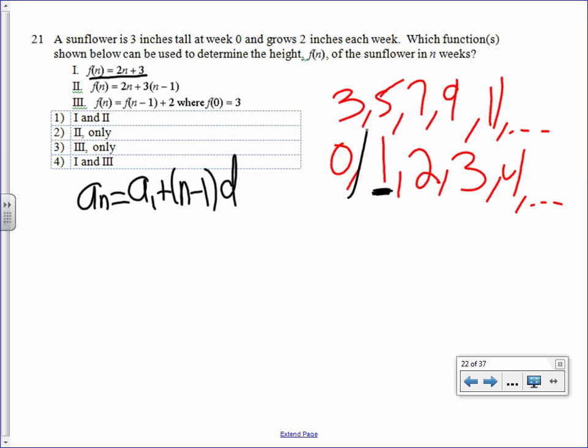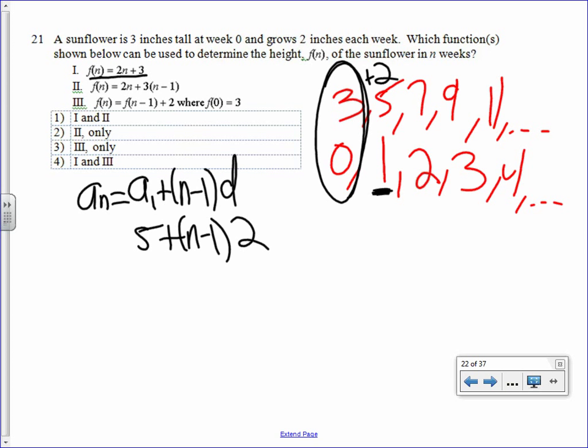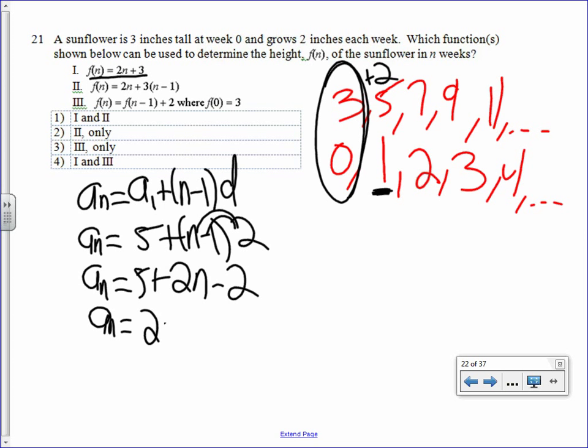Even though this is here, if you're using a formula, when n is 1, we have the value of 5. So a sub 1 is really going to be 5 plus n minus 1 times d. Well, the common difference is 2. A sub n equals 5 plus, distribute this, 2n minus 2, combine like terms, and you get 2n plus 3. So, yeah, that's that. It's not this.